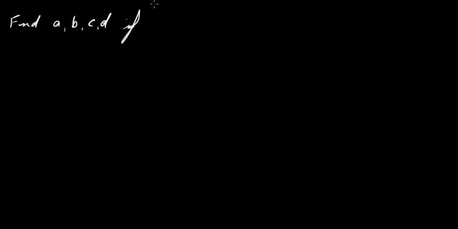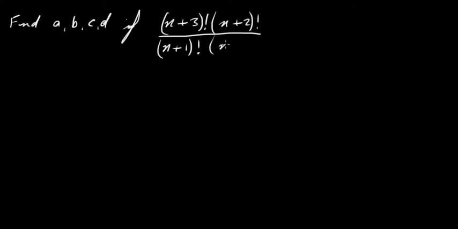Okay, so I'm going to do one more. Now this is a question that came up in an exam paper recently, so I'll write it out first. So it was find the letters A, B, C and D if n plus 3 factorial times n plus 2 factorial divided by n plus 1 factorial times n plus 1 factorial is equal to an cubed plus bn squared plus cn plus d.